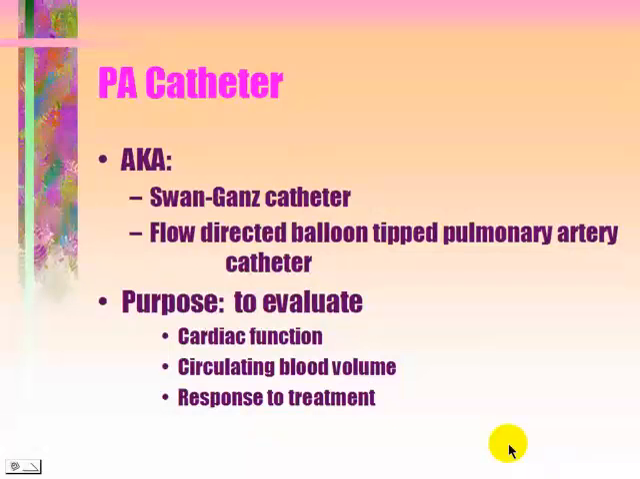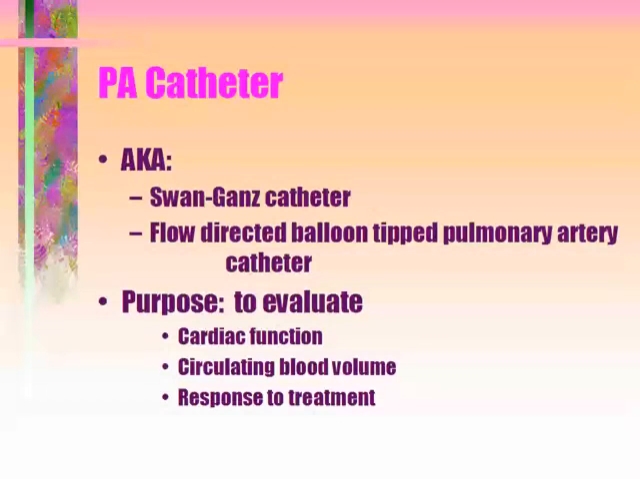Cardiovascular Part 2. The pulmonary artery catheter is also known as the Swan-Ganz catheter after Dr. Swan and Dr. Ganz, or as the flow-directed balloon-tipped pulmonary artery catheter. Its purpose is to evaluate your cardiac function, your circulating blood volume, and your response to treatment. Usually you use iced injectate with this if your cardiac output is extremely abnormal. And again, the patient should be supine or only slightly elevated to do this.